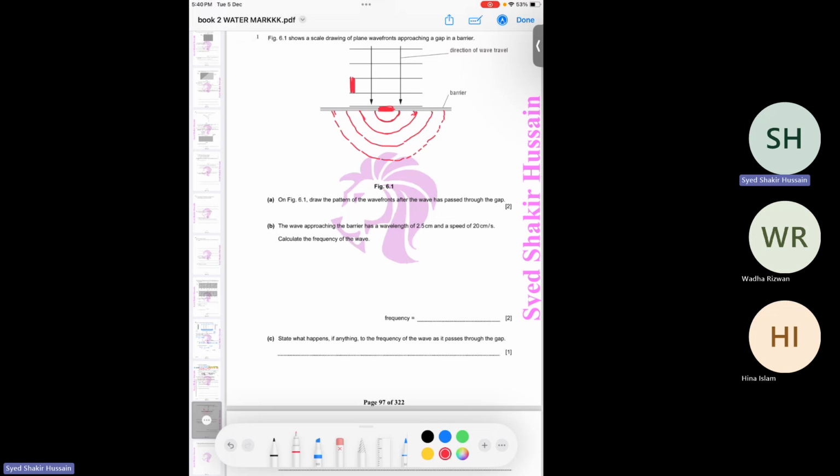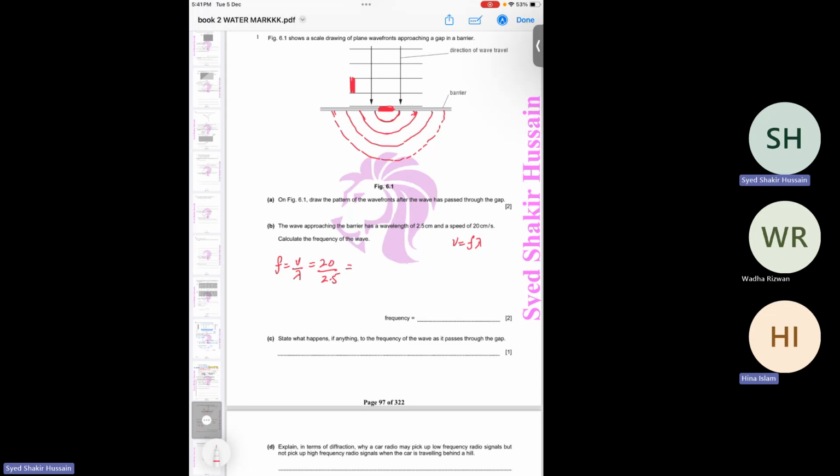So the wave approaching the barrier has a wavelength 2.5 and speed 20. Calculate the frequency. We know that v is f lambda, so frequency is v upon lambda. What is v given? 20 centimeter per second. And what is wavelength given? 2.5. So what is the frequency? Calculators out, please. 8 hertz.